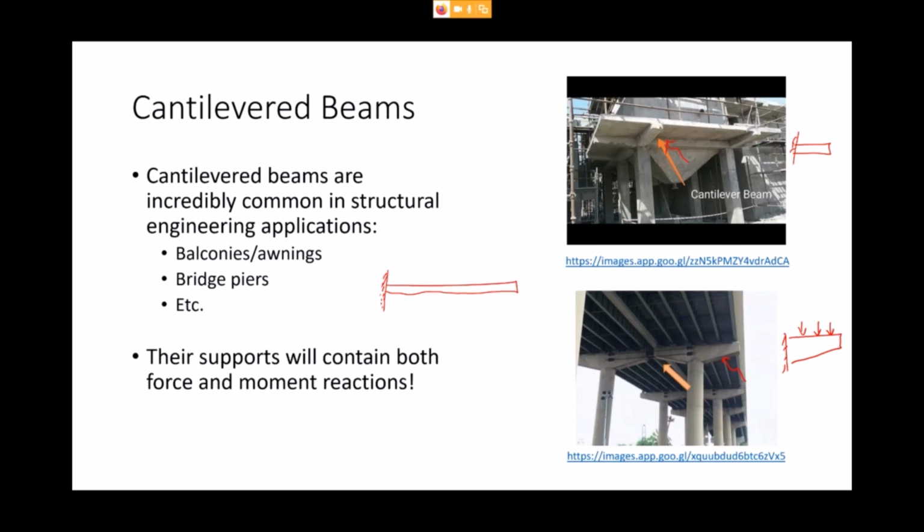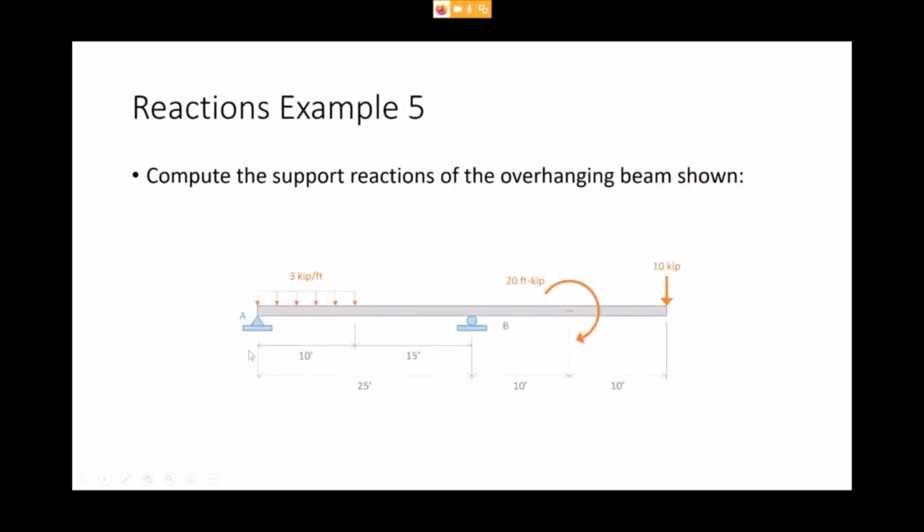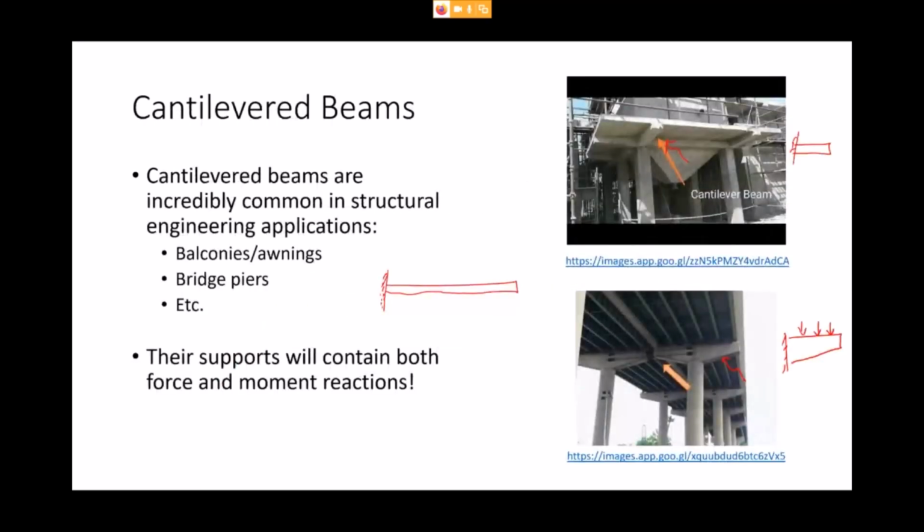All of the reactions are at that one end, so we're a bit freer from an analysis perspective on how to solve for the unknowns. In the last problem that we did, there was some strategy to it. We summed moments here because this reaction and this reaction went through it, so that we could obtain this reaction. There was some strategy as to why we did the problem in the order that we did. With cantilevered beams, that kind of goes away.